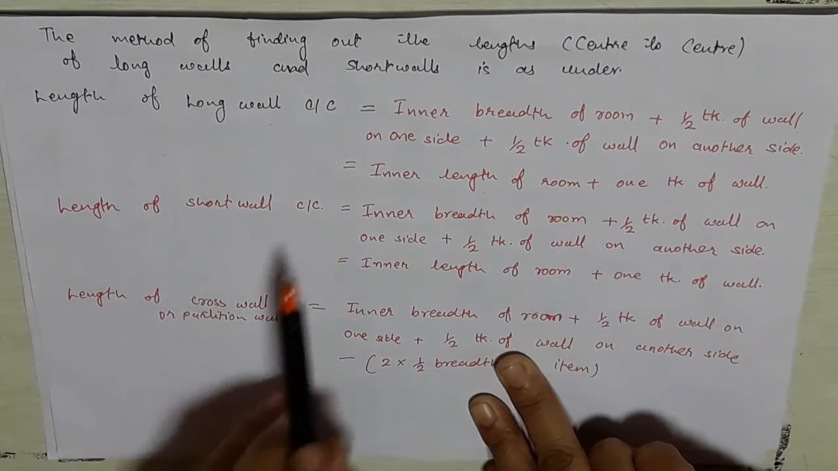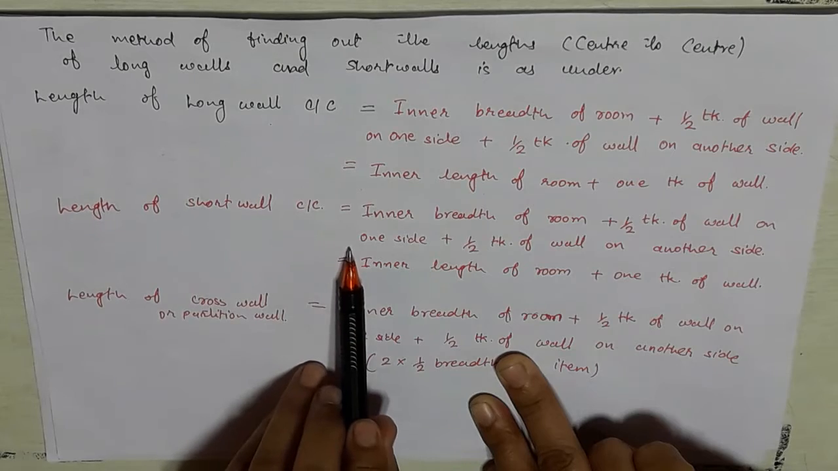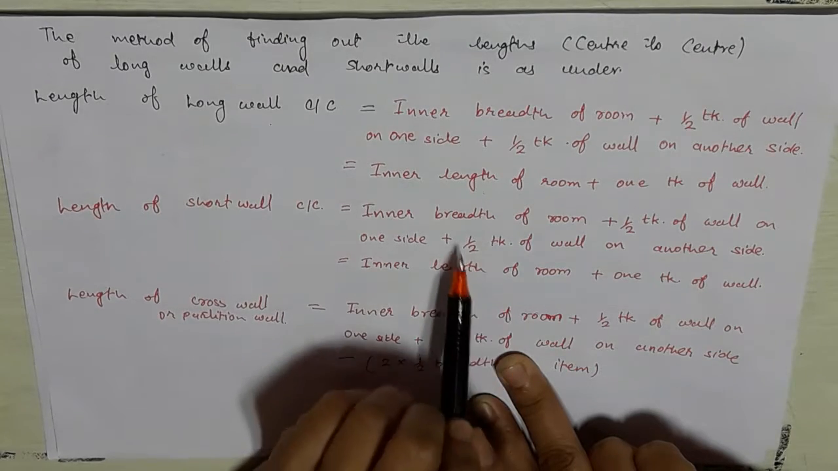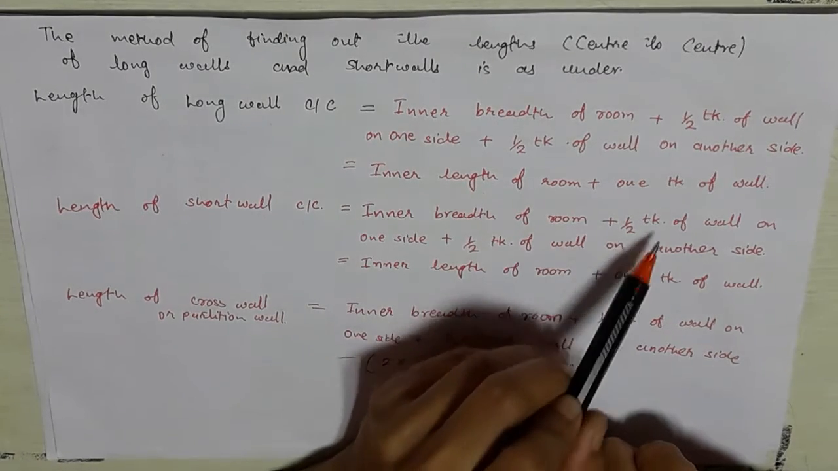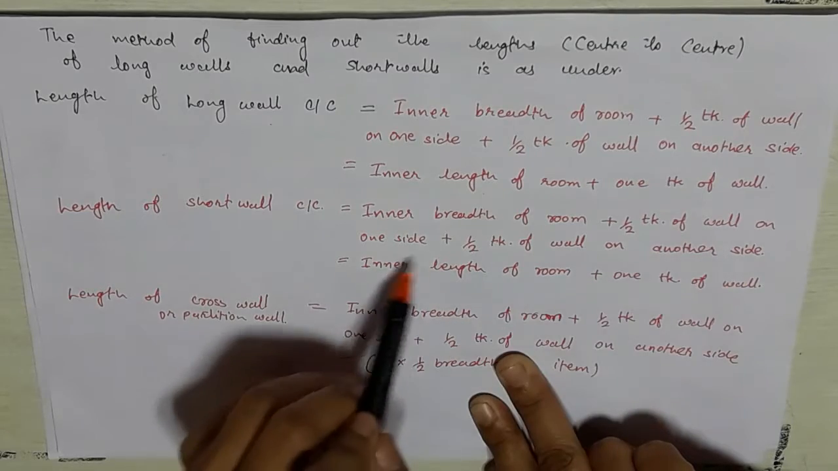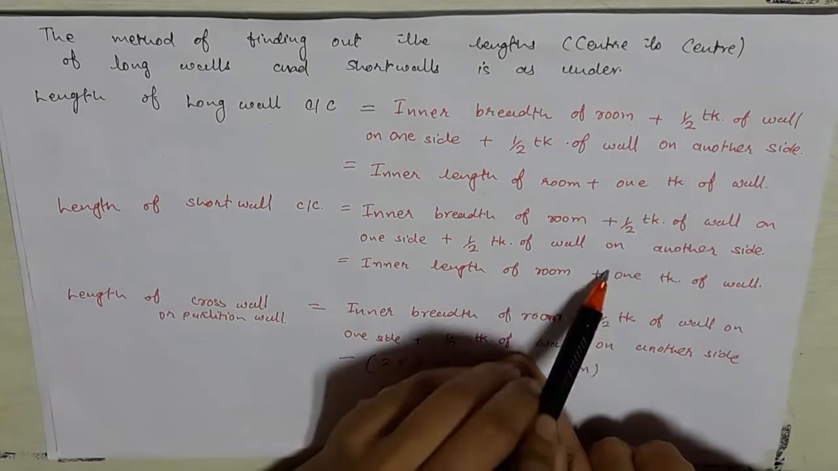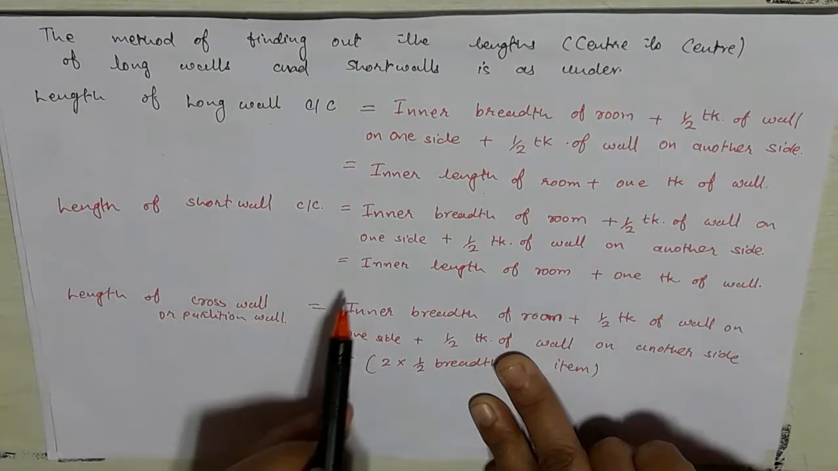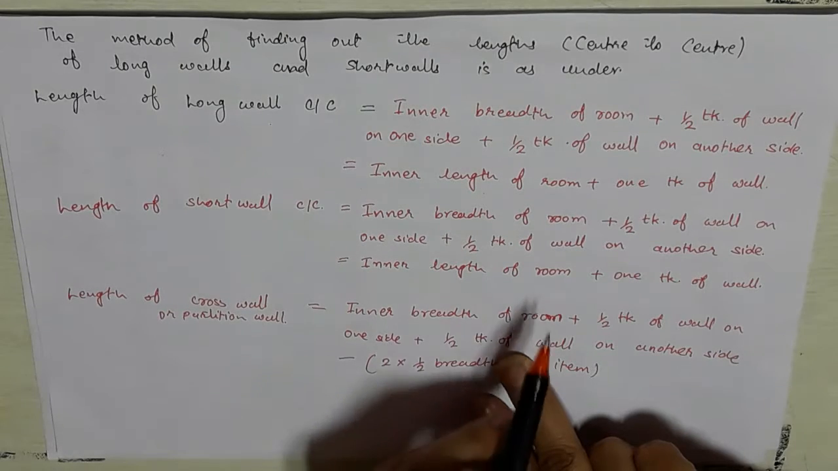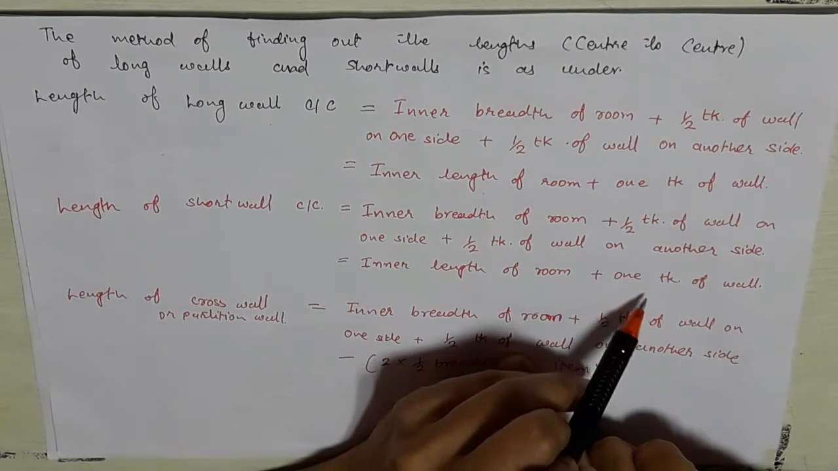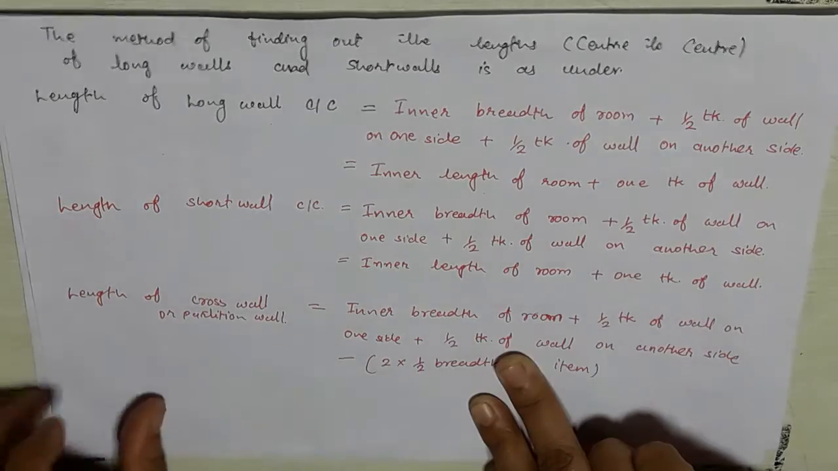Same way, the length of the short wall center to center distance is equal to the inner breadth of the room plus half thickness of the wall on one side plus half thickness of the wall on the other side, that is equal to the inner breadth of the room plus one thickness of the wall.